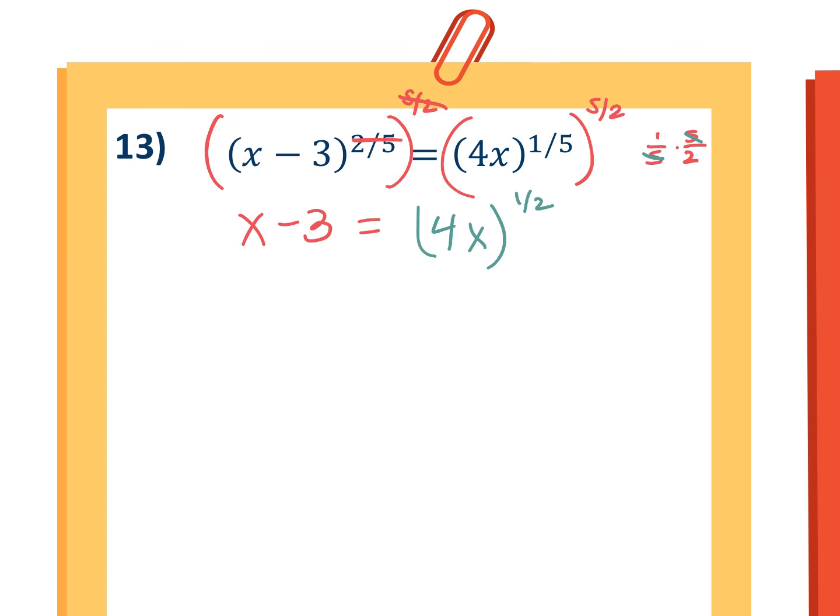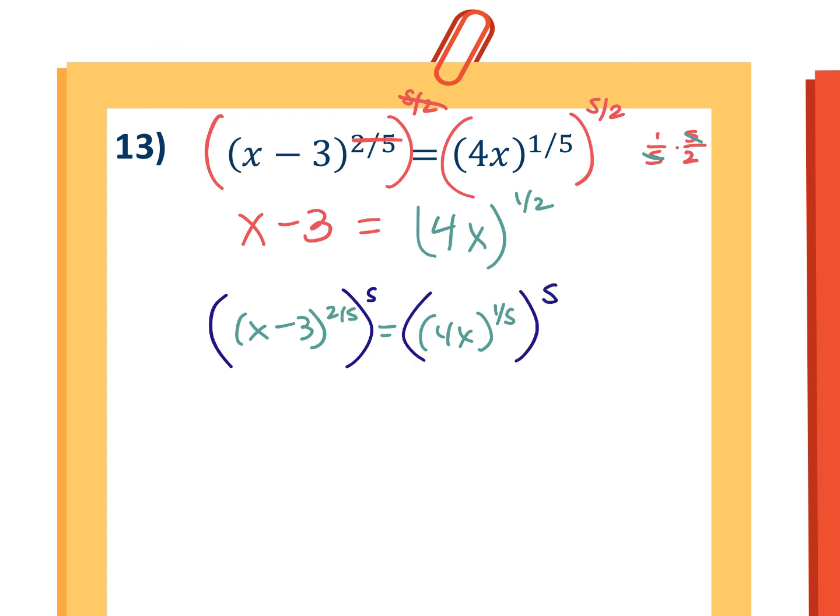So what happens if we had reversed that? Is it easier to do x minus 3 to the 2/5 equals 4x to the 1/5? Now just raise it to the 5th power. Let's see what happens. What happens on the left? It's just x minus 3 squared. And on the right?